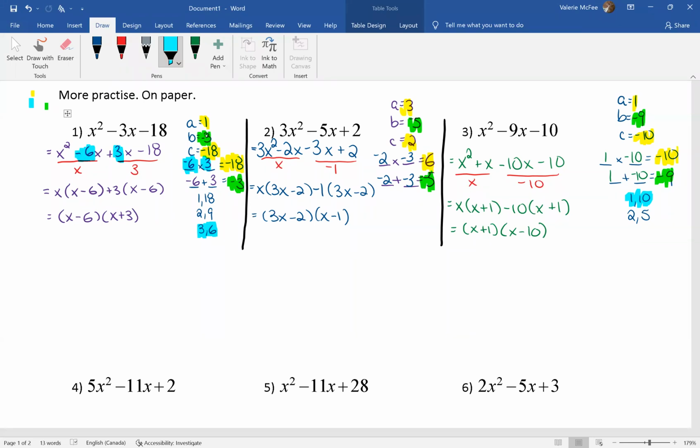Now people ask, does the order matter? It doesn't. Let me show you here quickly that we could have used these in the other order. We could have had x squared plus 3x minus 6x minus 18. X is common here. Minus 6 is common here.